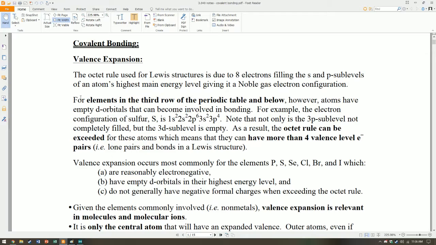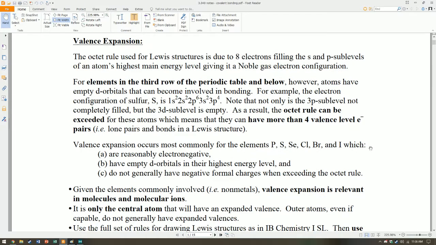As a result, the octet rule can be exceeded for some atoms if they have more than 4 valence level electron pairs, i.e., lone pairs and bonds in a Lewis structure. They can have more than four bonds or lone pairs on them. Valence expansion most commonly occurs for a couple of elements because they are reasonably electronegative, have empty d orbitals, and generally don't have negative formal charges when exceeding the octet rule.